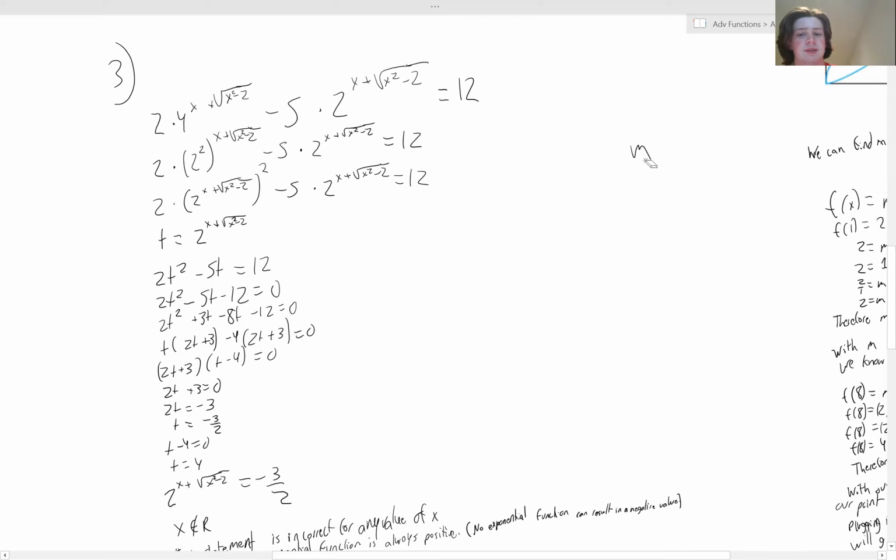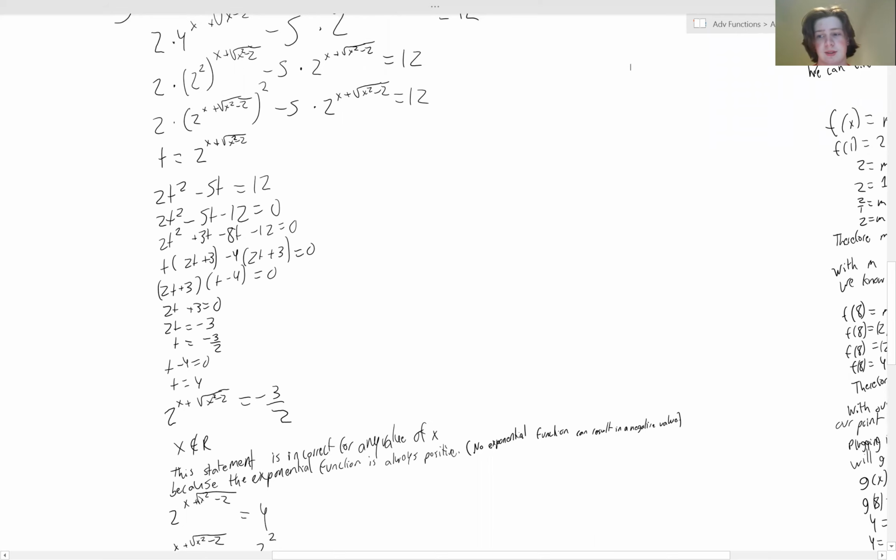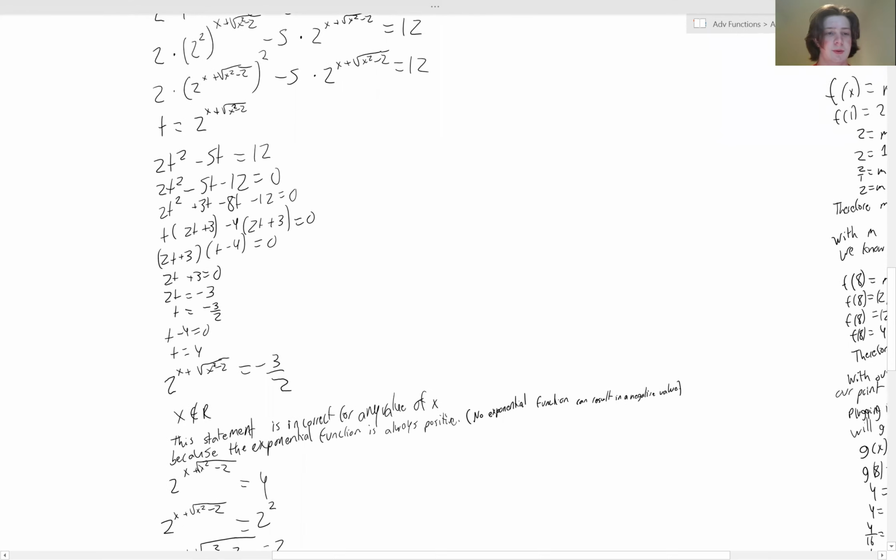But now this allows us to use substitution for the next part because multiple parts of the equation share the similar expression, 2 to the exponent of x plus the square root of x squared minus 2. So I let this equal to t, and then this gives us an equation of 2t squared minus 5t is equal to 12.